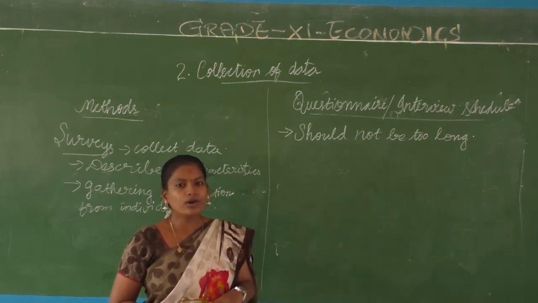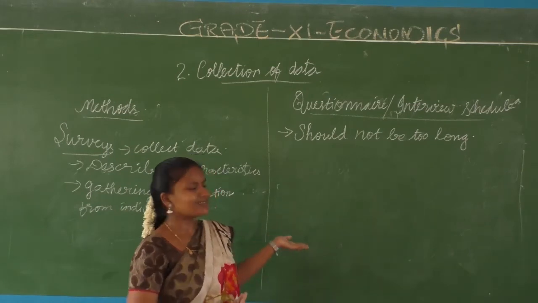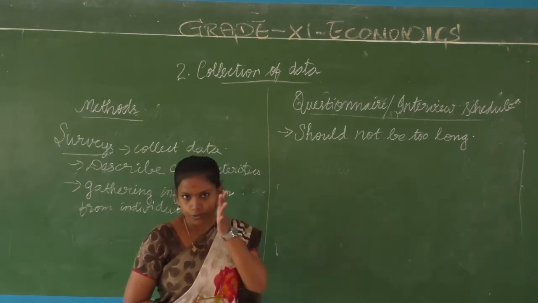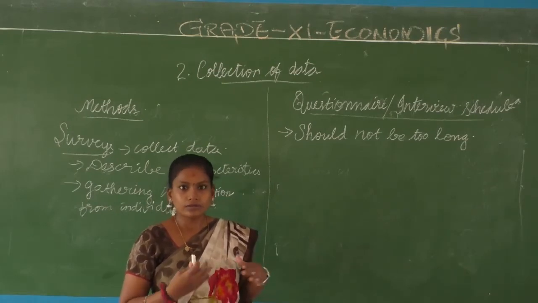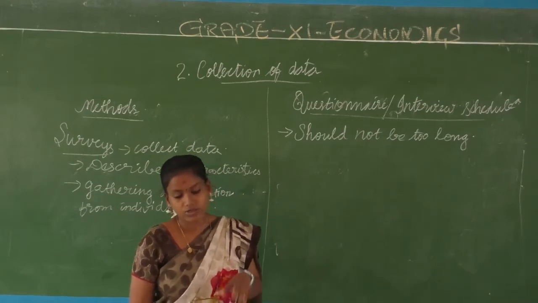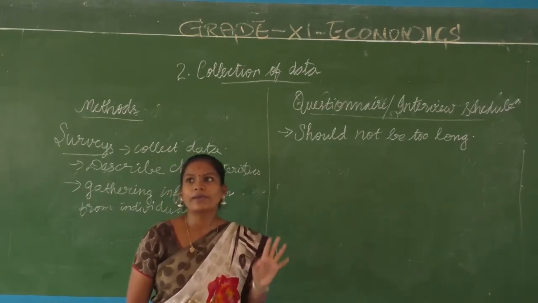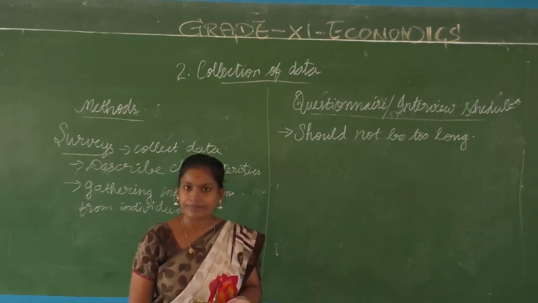So what do they do? They hesitate, or they may not give you the interview, or they may not attend the survey, which is not good for you, because you need to know how many people are interested, or how many people you are able to get answers from. Then only a survey will be a successful one. So it should not be too long. It should be as minimum as possible. You should not give so many questions in it.